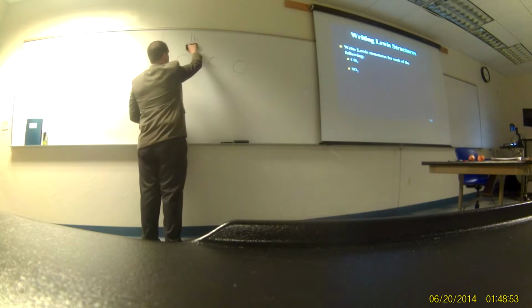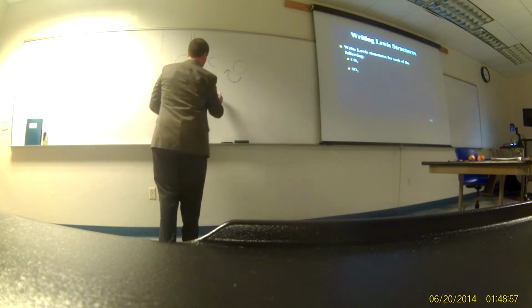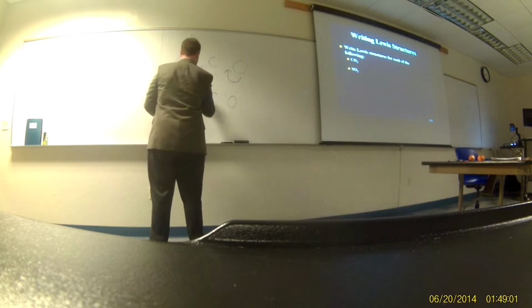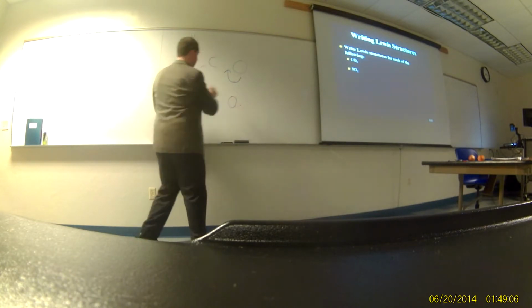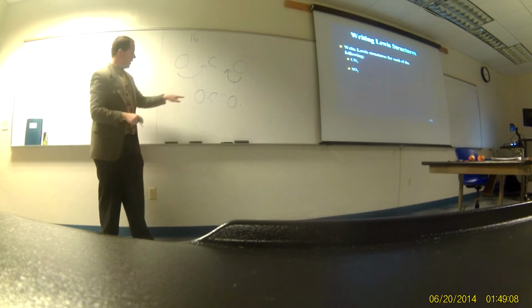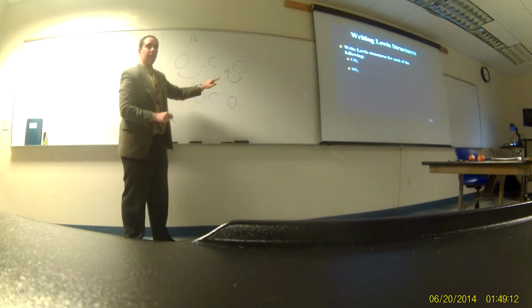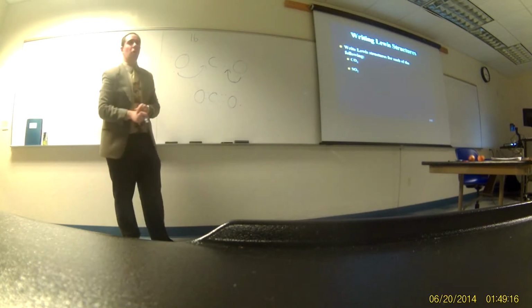If I move 1 pair from each, what I now have is a carbon double bonded to 2 oxygens. Oxygen's got 8, oxygen has 8, carbon has 8. Oxygen has 2 bonds, carbon has 4 bonds.